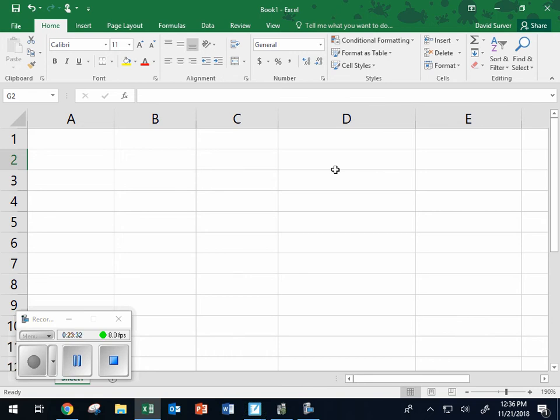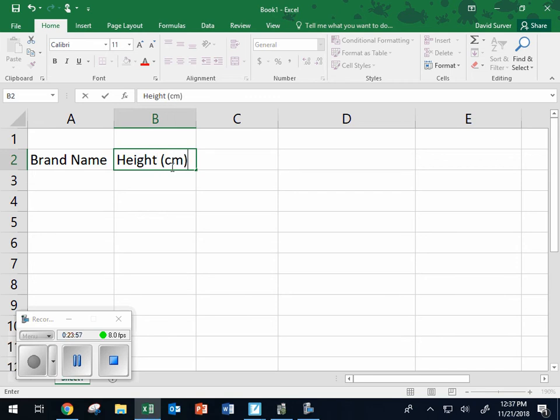And the first thing that I want to do is set up a data table just like the one that we had on our CAN lab. So the first thing that I want is the brand name of the can. I'm just going to put brand name. In my second column, I'm going to put height. It might be height or radius for you, but it's going to be in centimeters. So if you have it currently in inches, you need to convert to centimeters. Then I will have the radius, which is also in centimeters.